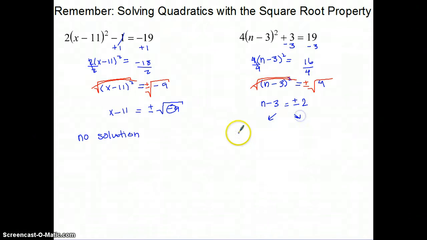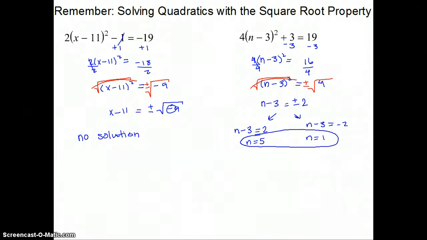From here, please do not forget to write your two equations. So you should have n minus 3 equals positive 2, and n minus 3 equals negative 2. Solving each of these, the first gives me an n value of 5, while the second, adding 3 to both sides, gives me an n value of positive 1. So your two solutions are n is 5 and n is positive 1.